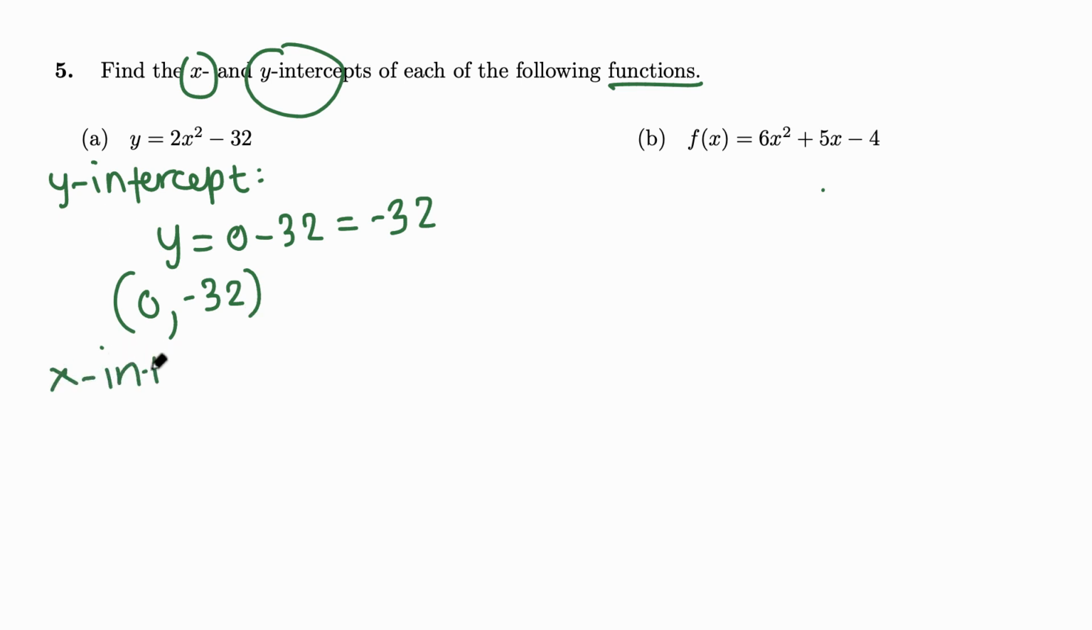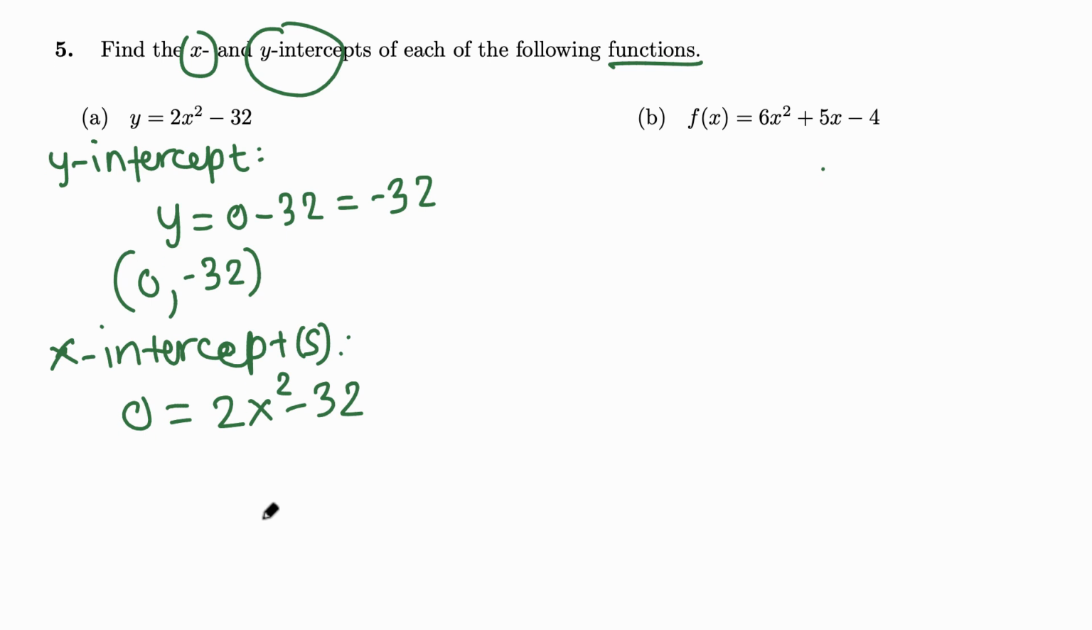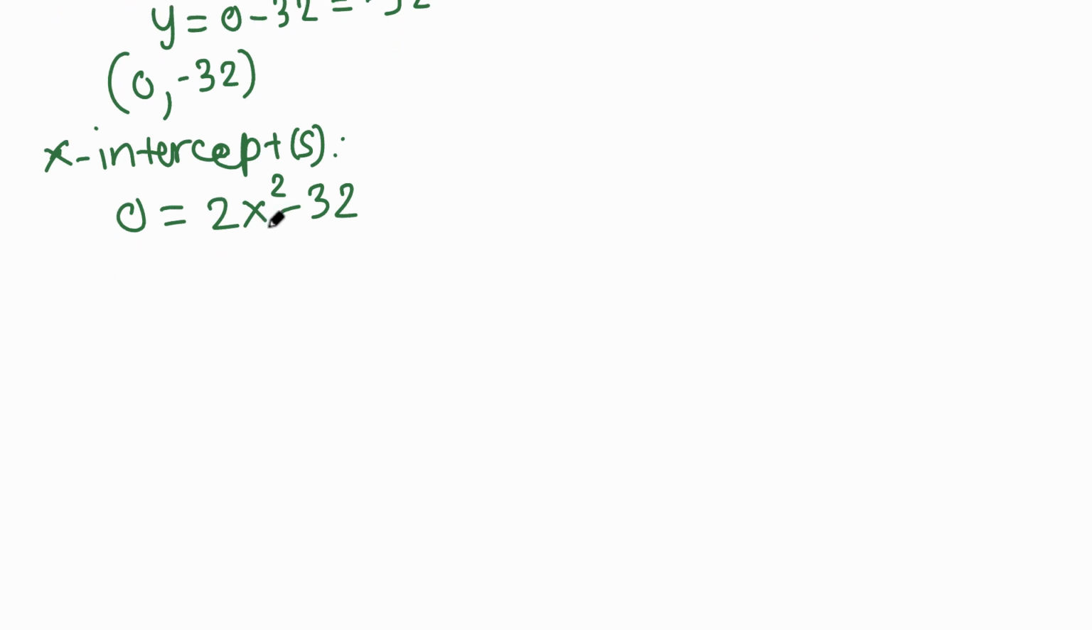How about x-intercepts? So we can have more than one. For that we set y to 0, so that's on the left hand side. 0 equals 2x squared minus 32. Now we solve this quadratic equation in terms of x. So x squared means we will get two values of x. So negative 32, add 32 to both sides.